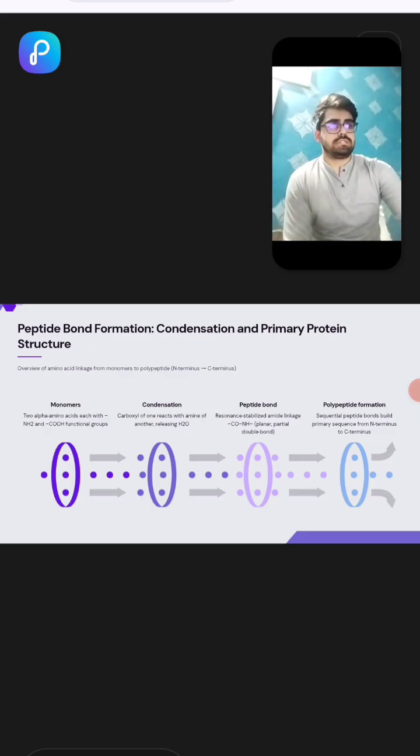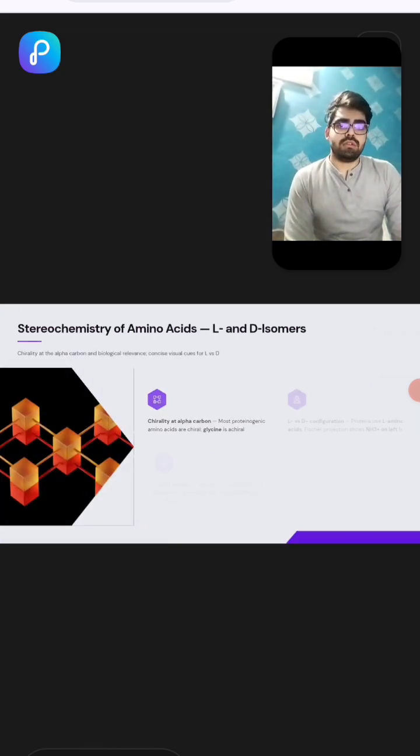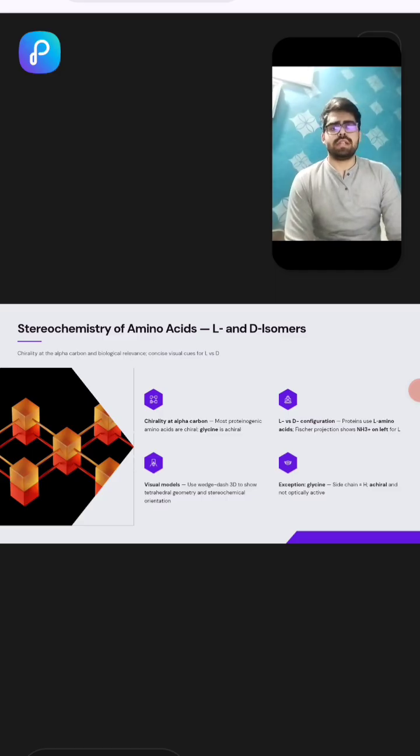Coming to the next part, the stereochemistry of amino acids depending on L and D isomers. So what are L and D isomers? L and D are short forms for levorotatory and dextrorotatory isomers. Levorotatory rotates plane polarized light to one side, whereas D rotates it to the other side, which makes the compound chiral or optically active.